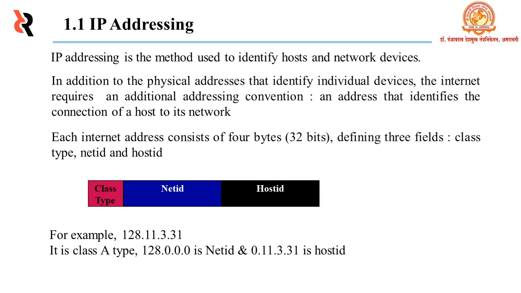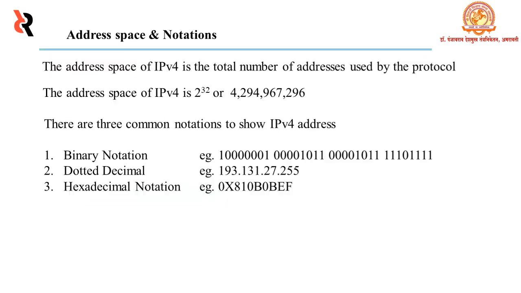Let us see an example of this class type, net ID and host ID. If you find 128.11.3.31, it is of class type class A, and the net ID is 128.0.0.0 and the host ID is 11.3.31. We have already seen this in the last semester. We are just going to repeat this IP addressing here also.